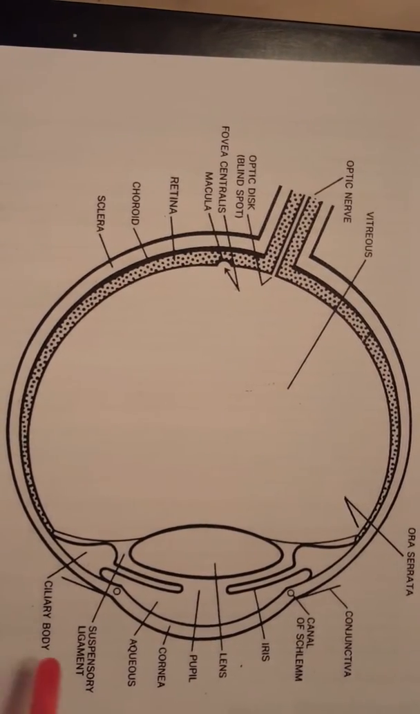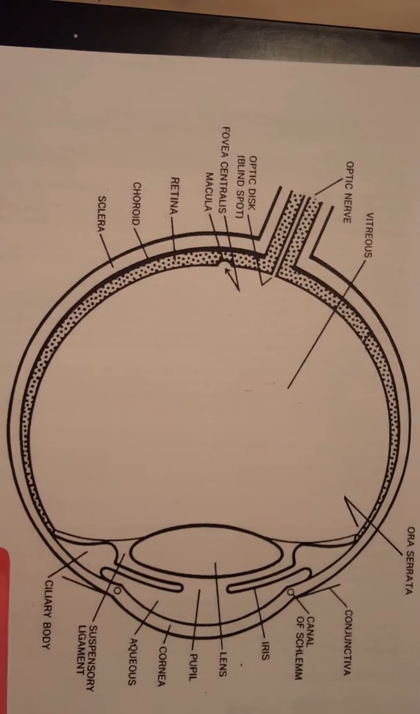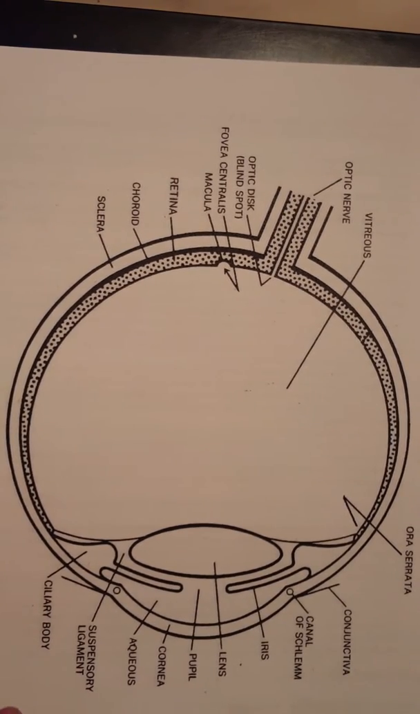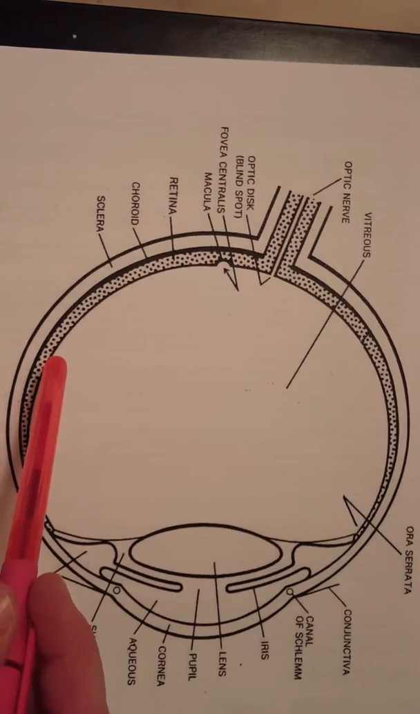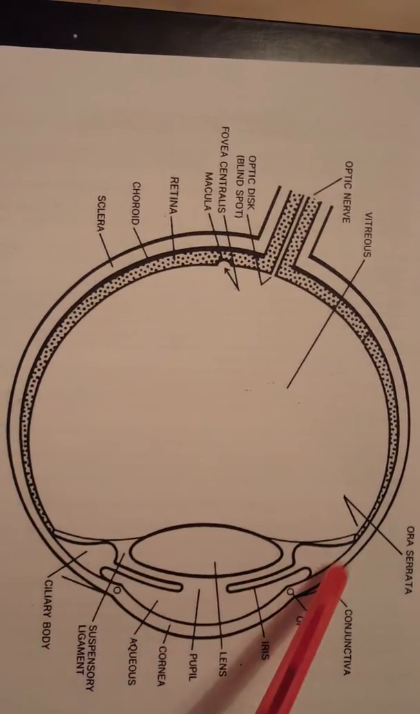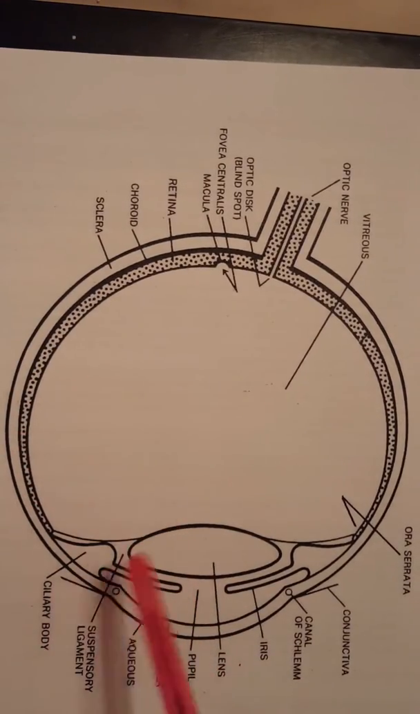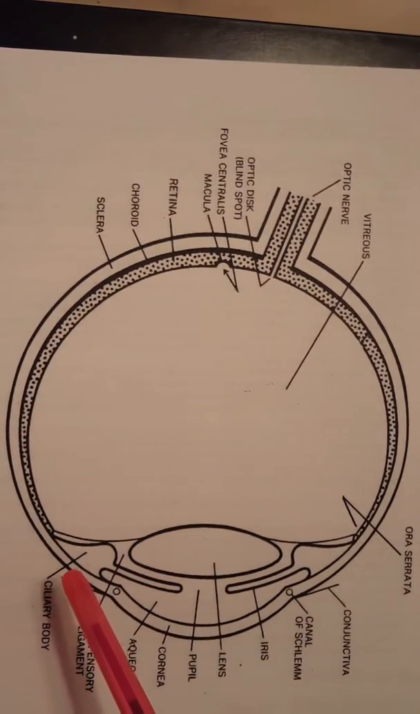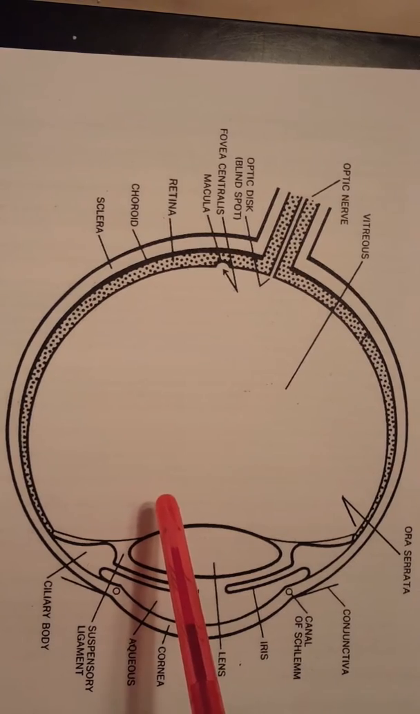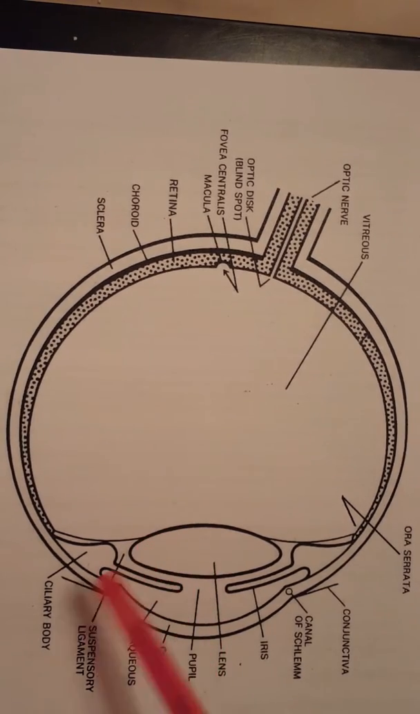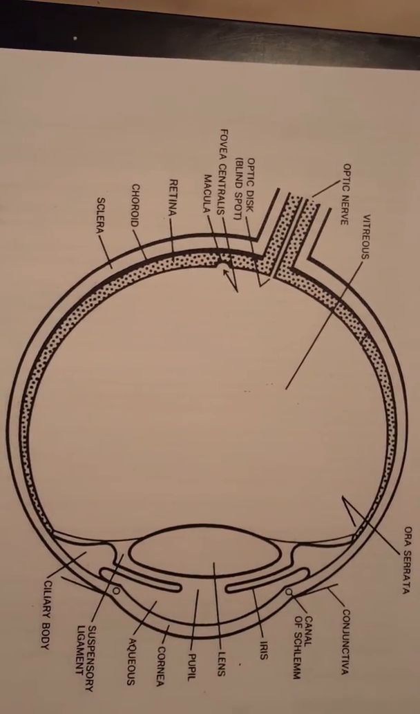The next layer we want to look at is the choroid area, which is a layer between the retina and the sclera. So it's the layer in between here, and it goes around like this, consisting primarily of blood vessels that provide oxygen and nourishment to the outer layers of the retina.